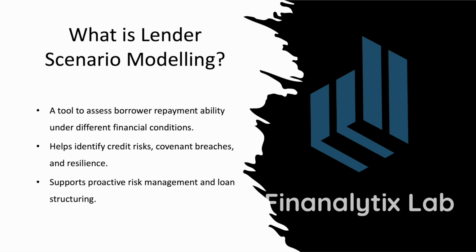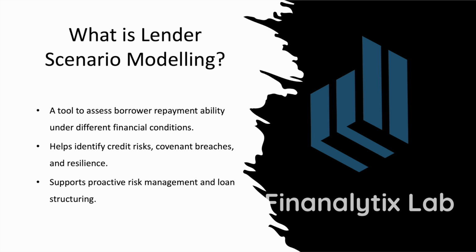Stress testing allows lenders to simulate how changes in interest rates, revenue drops, or cost inflation affect the borrower's ability to meet covenants. For example, a DSCR falling below 1.2 may trigger a default or renegotiation clause. So let's understand the concepts with a real-world example. We have selected a mid-sized manufacturing firm taking a 10 million loan.